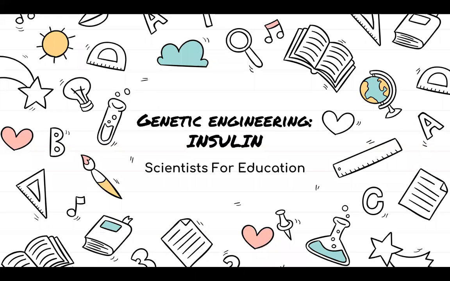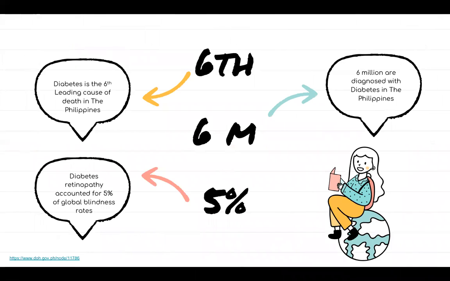Hello, everyone. We are the Scientists for Education team, and today we're talking about the gene machine, which involves genetic engineering with regards to the production of insulin. Diabetes is actually a major problem in the Philippines and is the sixth leading cause of death, thereby an important disease for students to learn about throughout their education.